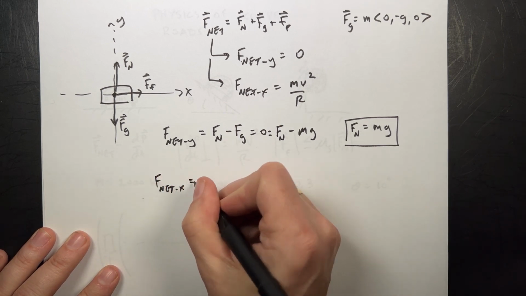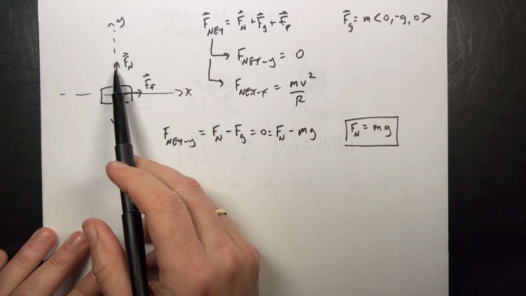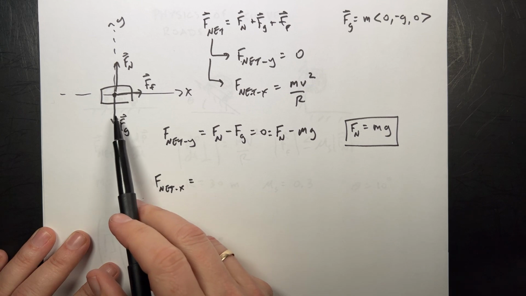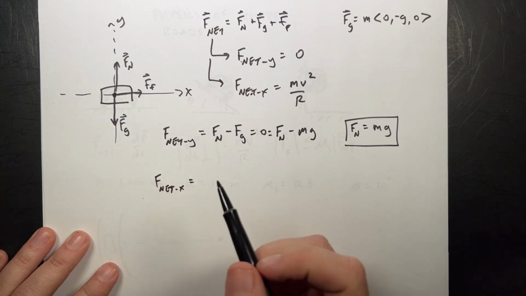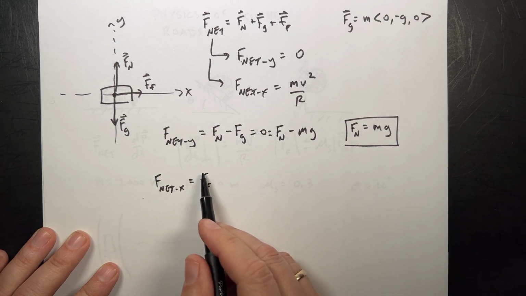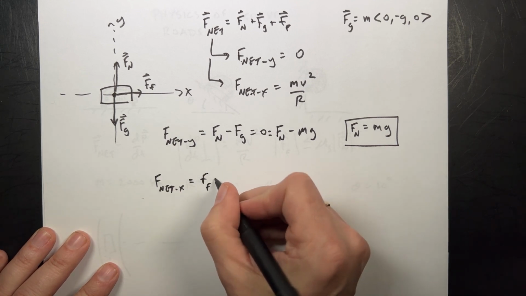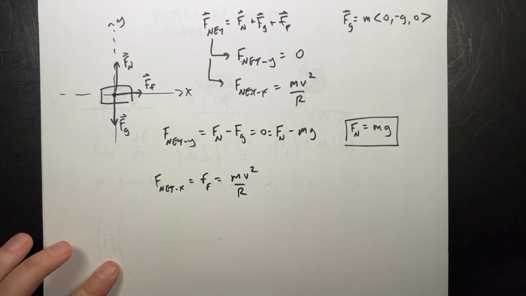in the x direction. What forces are in the x direction? Well, that's just in the y direction, no x component. That's just in the y direction, no x component. And this is all in the x direction. So I just get the friction force, not as a vector, it's the component in the x direction. And that's going to be equal to mv squared over r.